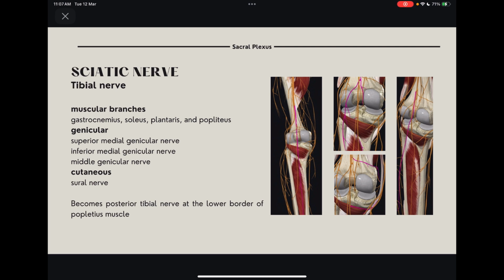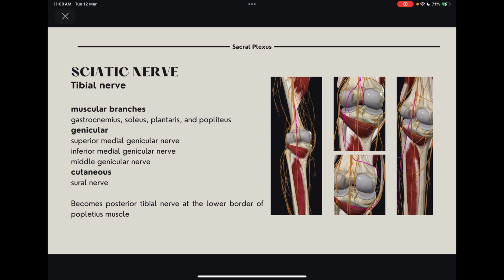And it will then be joined by another nerve, which is called the sural communicating branch. This is coming from the common peroneal nerve, which is the other branch of the sciatic nerve. So the sural nerve along with the sural communicating branch continue downward, accompanied by a vein, the small saphenous vein, and they continue downwards and laterally to go below and behind the lateral malleolus. As the name suggests, or as we mentioned, it's a cutaneous nerve.